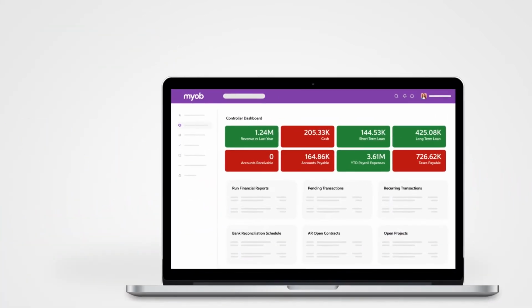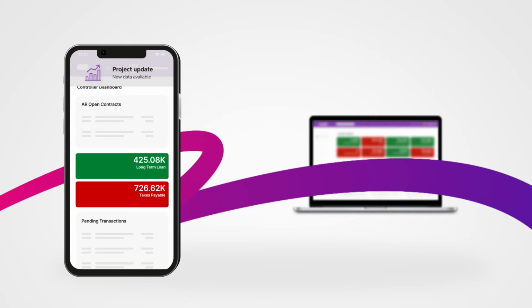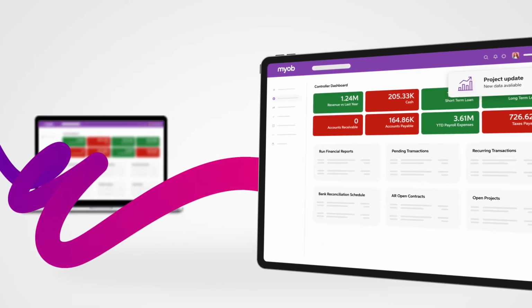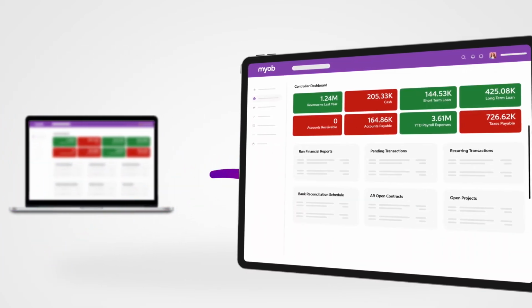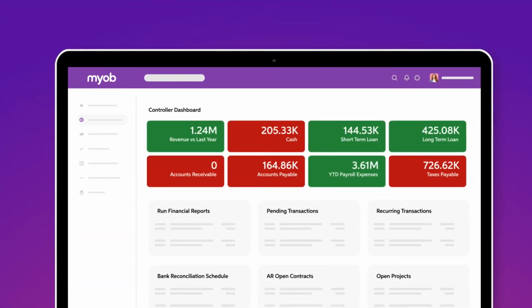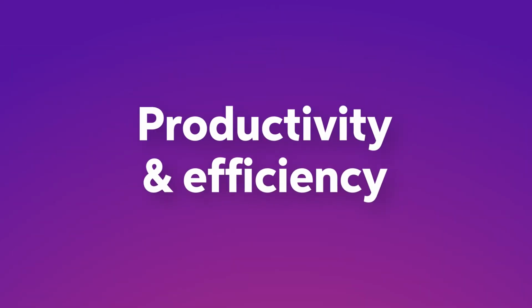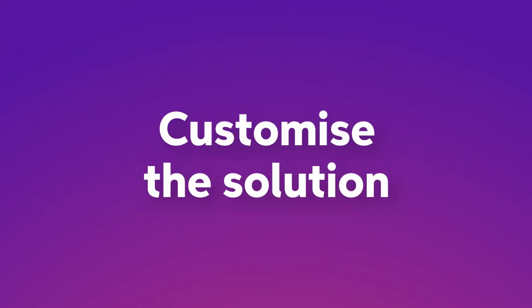Get a complete view of your business and provide a continuous flow of information between your remote teams, back office, and management on your phone and tablet, whether you're on the road, on site, or in the office. MYOB Advanced Business integrates with leading software providers. Improve productivity and efficiency and be able to customize the solution to fit your unique business needs.